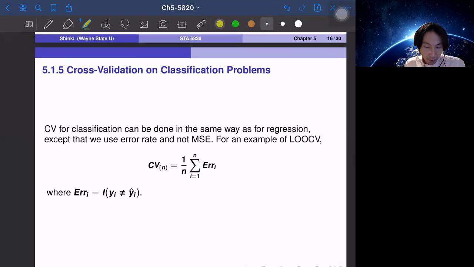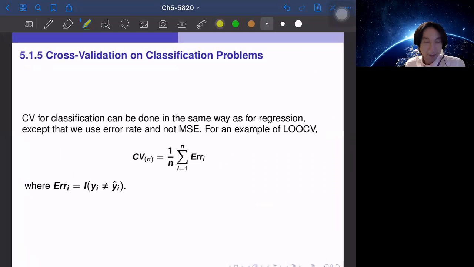Yeah, in some statistics class, I asked students to do the 10-fold cross-validation 20 times and to report the mean and the standard deviation of MSE, so that we can compare the performance of the model.